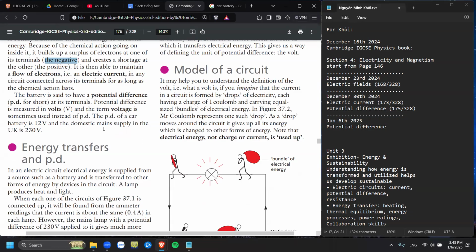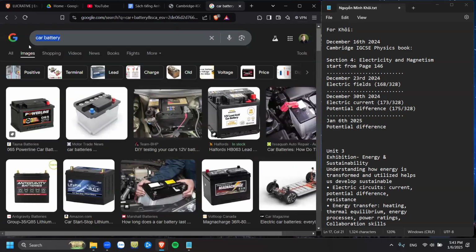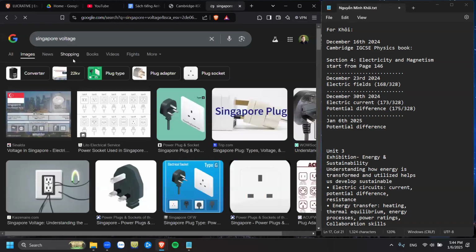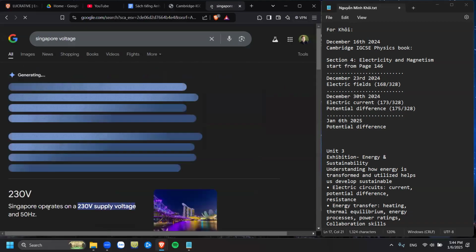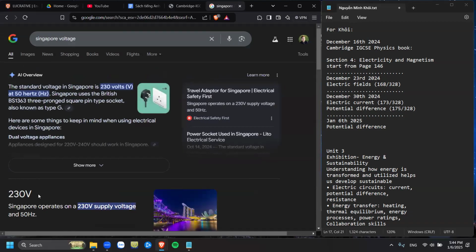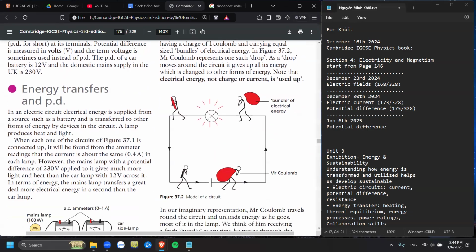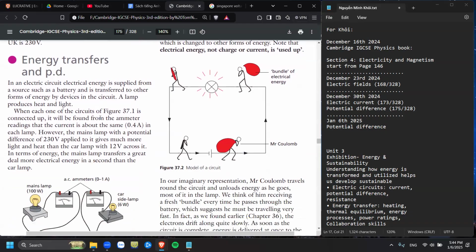For domestic mains supplies, in the UK, it's 230 volts. In Vietnam, it's 220 volts. In Japan, it's 110. How much is Singapore? Singapore voltage, like 200? It's 230 volts. Okay. And let's read the other ones here.